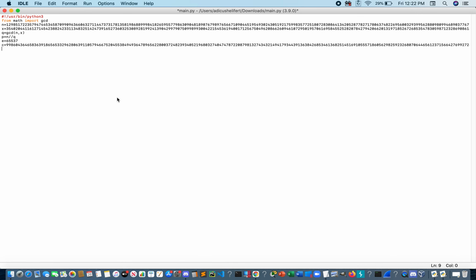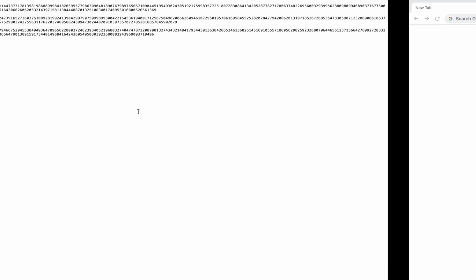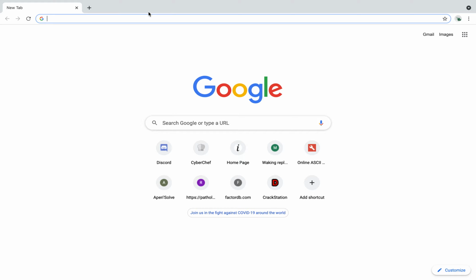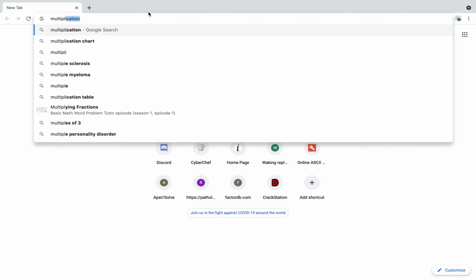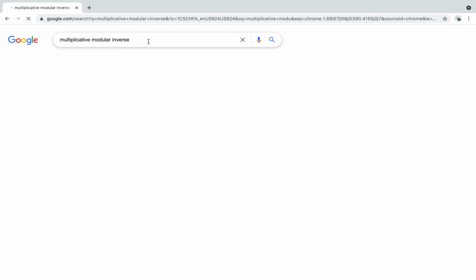So we have n, e, c, p, and q, and then x, which is just n2 plus n1 times elusive, also known as elusive times p plus r times q. So now we will just have to work on decrypting the RSA. Let's find the inverse function.